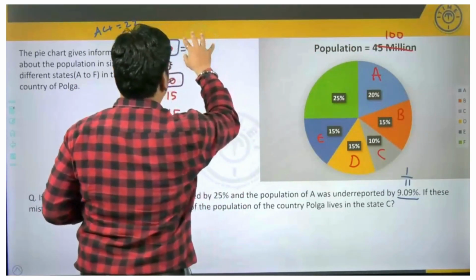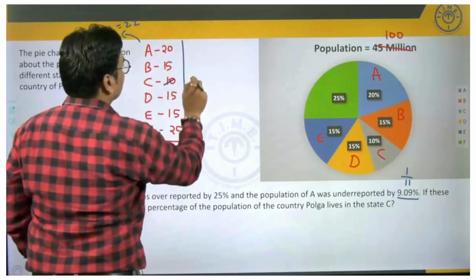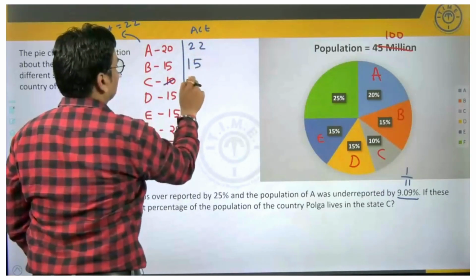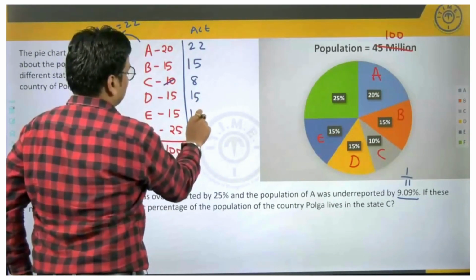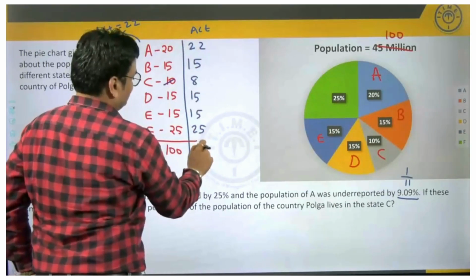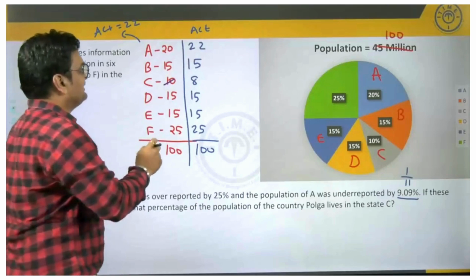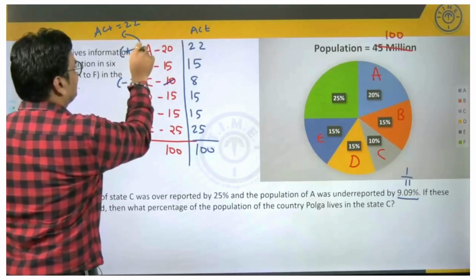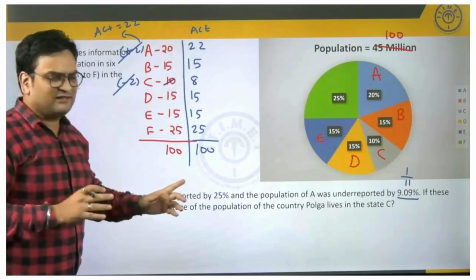So what do we get here? Let's check. These are the reported populations. The actual population of A will be 22, B is unchanged, C will be 8, the rest unchanged. When you add them all, you will still get 100 only. The population of C has reduced by 2, A has increased by 2, they cancel out each other, so the total remains the same.